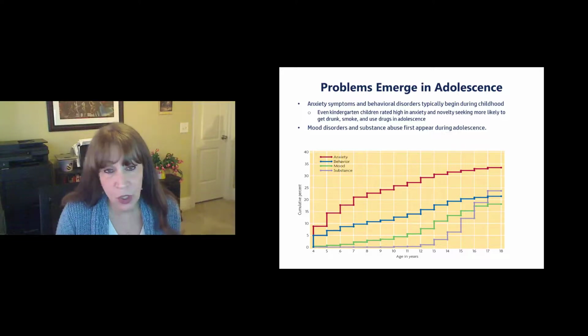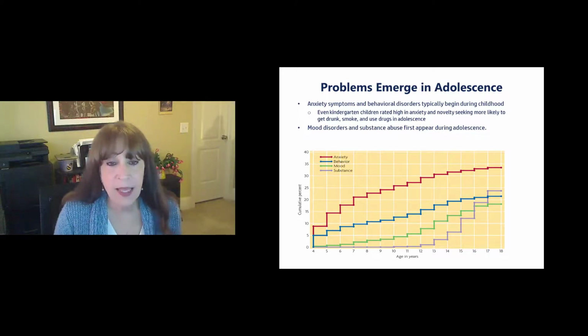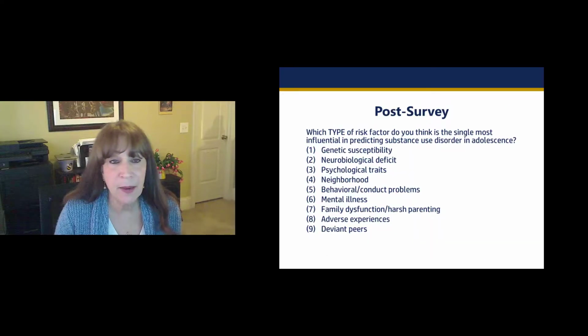And then mood disorders and substance abuse tend to first occur in adolescence. If you look at this figure, you can see anxiety starts in childhood and continues to escalate into adolescence. But you see substance use is the purple line at the bottom, and that starts around age 12 and then begins to escalate.